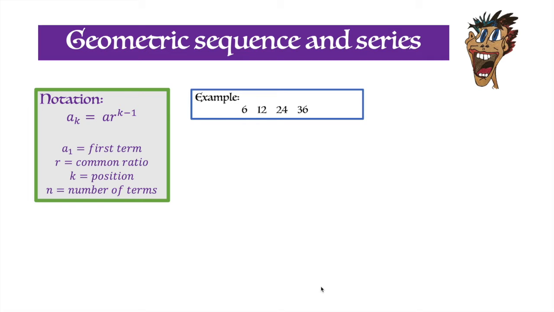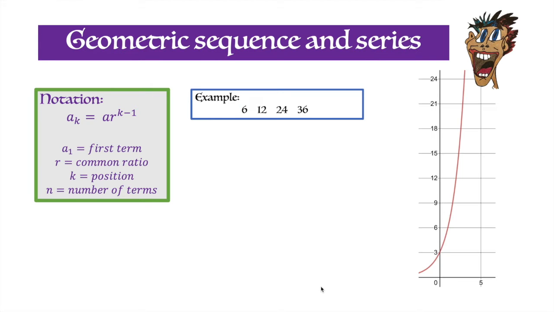As an example, 6 would be our first term, which we write as a subscript 1. Our common ratio is how we work out the second divided by the first, or the third divided by the second, etc. But before we get into that, let's actually graph this out and see what it looks like. And there you go. That's what it looks like if you graph it.